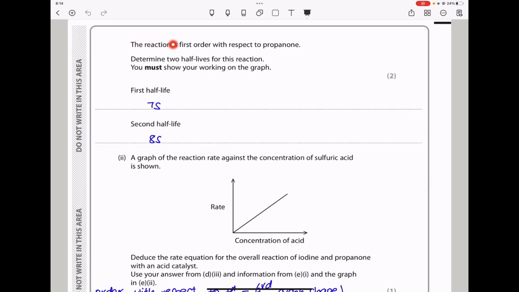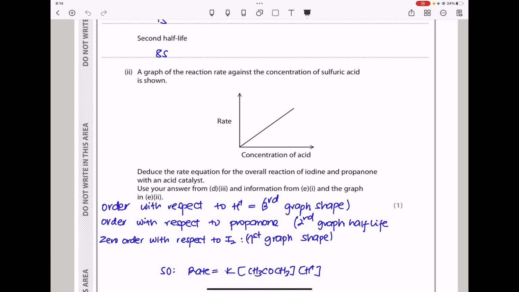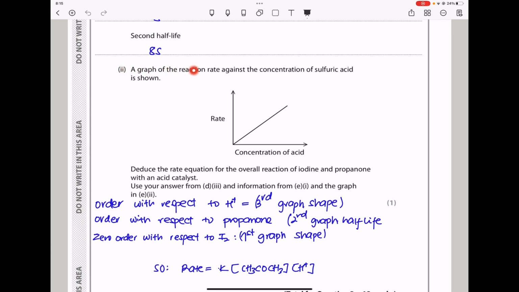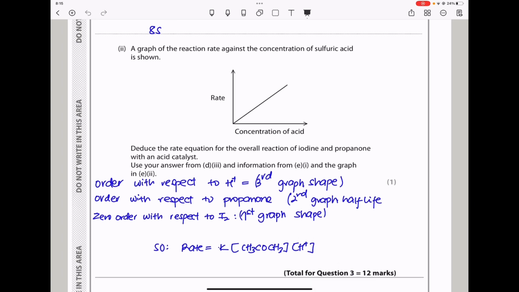So here they say the reaction is first order with respect to propanol. They want you to determine two half-lives for this reaction, and you must show your working on the graph. Like I already showed, the first half-life is 7 seconds, and the second is 8 seconds from the previous graph. Next, they say a graph of the reaction rate against the concentration of sulfuric acid is shown. We can see this is rate versus concentration, and it's a straight line through the origin, meaning this is first order with respect to the acid.